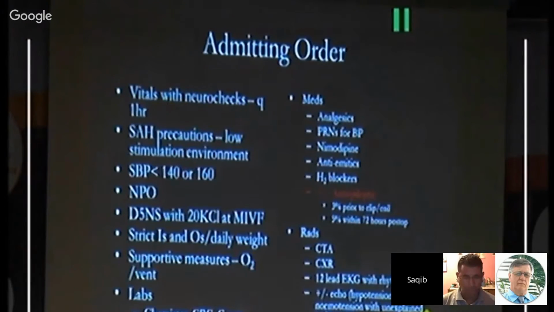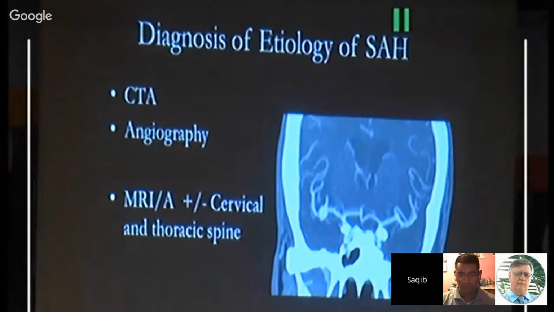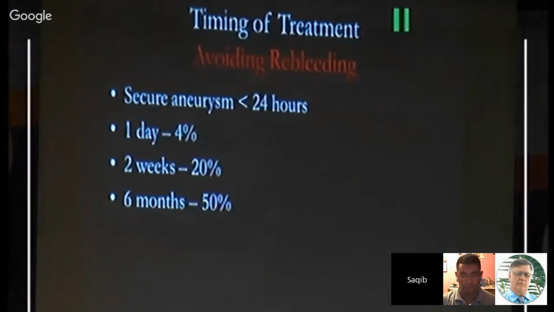Here are the admitting orders. We'll skip over that. And the diagnosis of the subarachnoid hemorrhage most commonly is done with a CT angiogram initially, and then a confirmatory angiogram to follow up. You can see middle cerebral artery aneurysm here. And this is the real key.